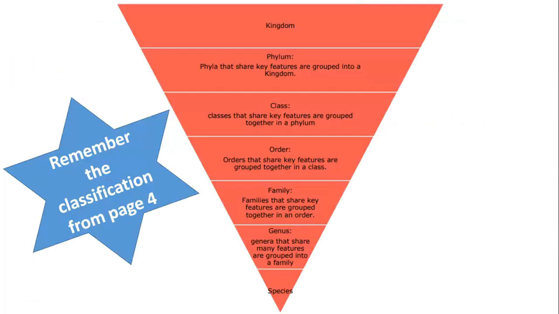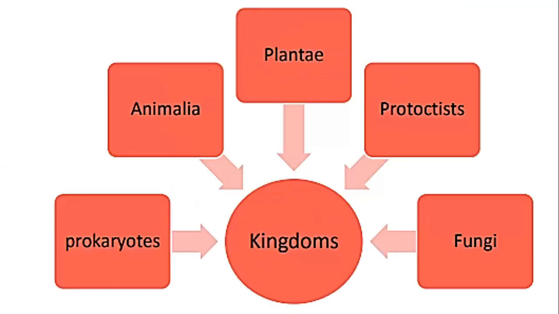So remember from last lesson when we talked about kingdom, phylum, class, order, family, genus, and species. We said that these are the basics of classification and that the broader category is always the one on top. And then the more we go down, the narrower the category becomes and the more features those creatures share together. Today we are going to discuss the kingdoms.